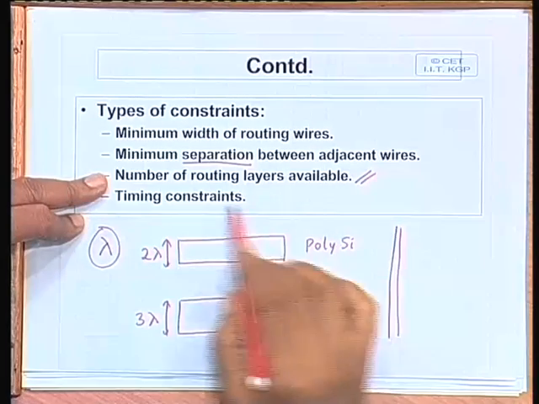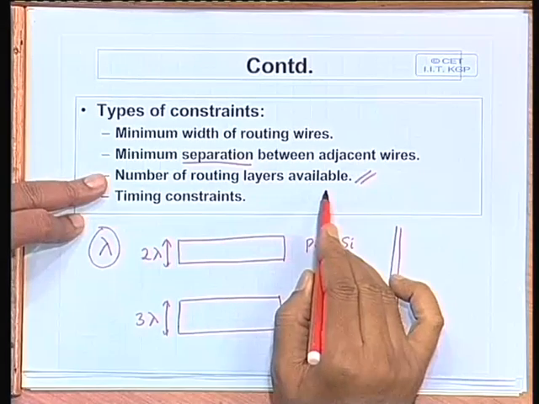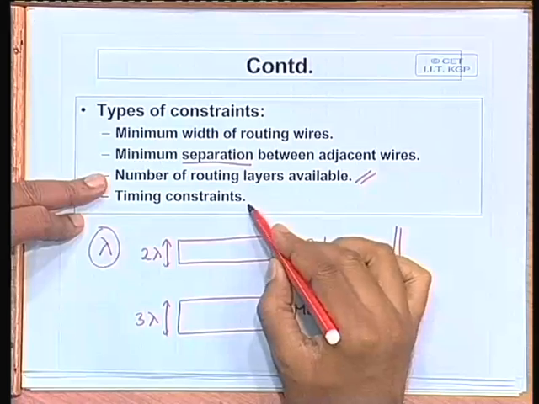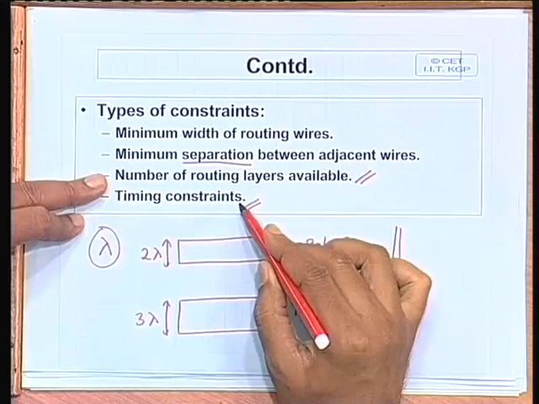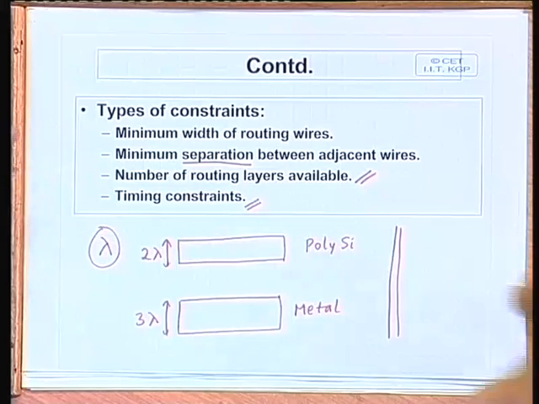Of course, other constraints are there, like how many routing layers are available to you, this will be given as input, and if there are any timing constraints, the critical nets have to be given priority. Lambda is the channel length? Actually, twice lambda is the channel length, lambda is half the channel length.